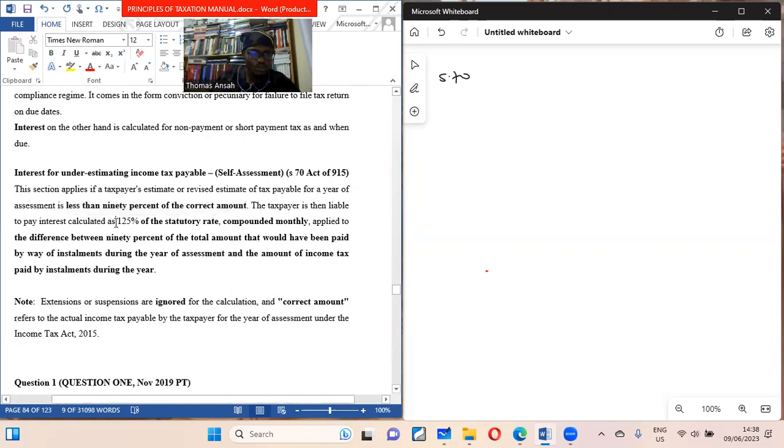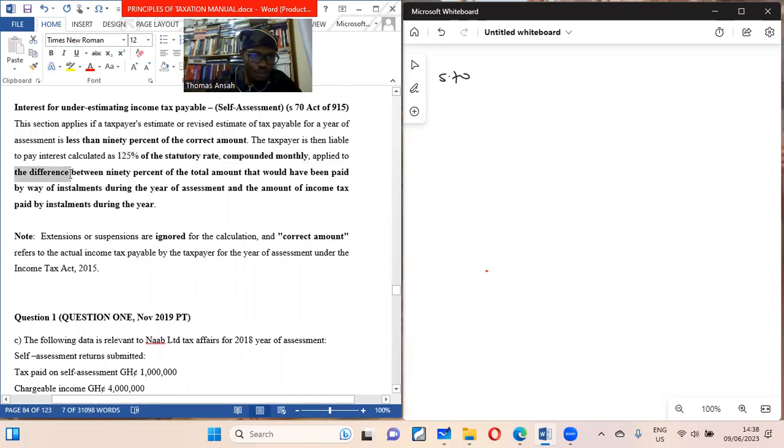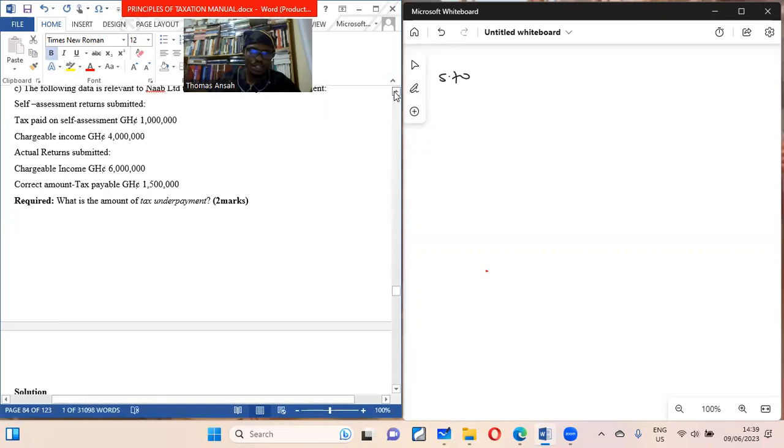of 125% of the statutory rate compounded monthly. And we will look at the compounding formula, all right? But it is applied on the difference between the 90% of the total amount that would have been paid by way of installment. And there is a note that if there is an extension or suspension, it is ignored. Take note of that. The correct amount refers to the actual amount of tax that you have to pay. Let's use the computation. It will help you understand this.